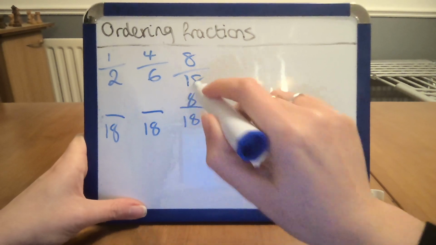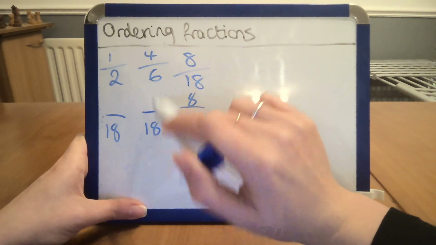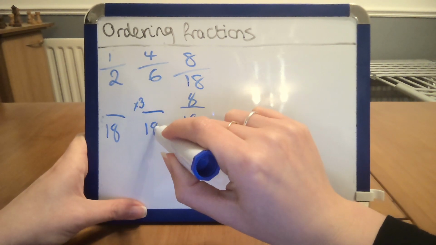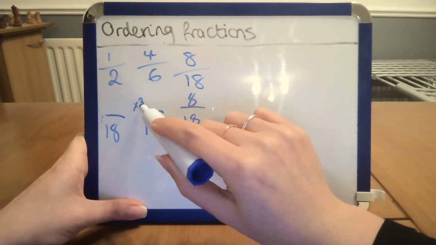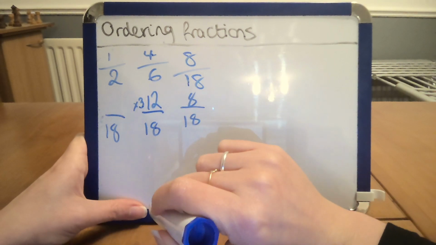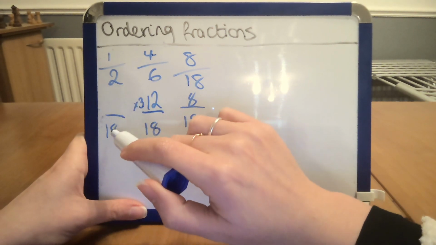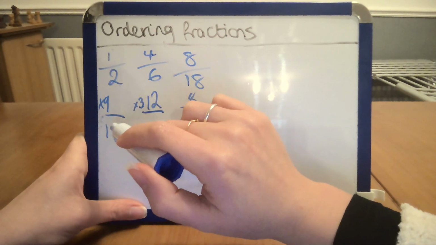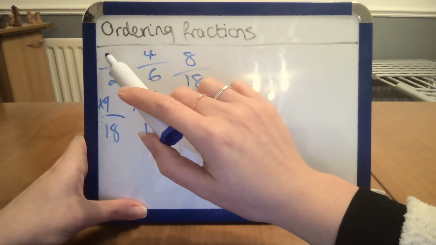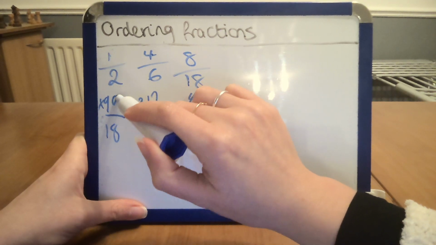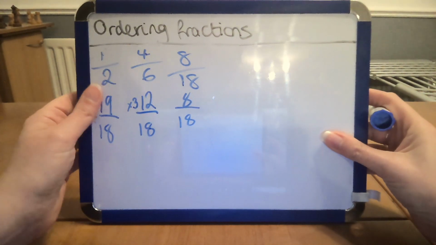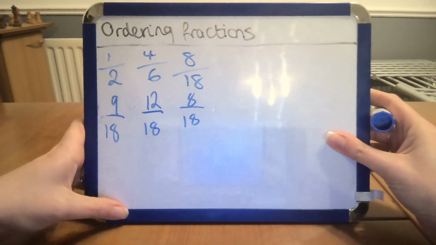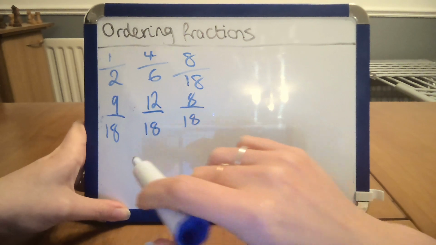So this one stays the same. What have I done to the 6 to get to 18? I've multiplied it by 3. Whatever I do to the bottom, I must do to the top. So 4 times 3 is 12. What have I done to the 2 to get to 18? I've multiplied it by 9. Whatever I do to the bottom, I have to do to the top. So I need to do 1 times 9 is 9. So we are then left with 9/18 and 12/18 and 8/18.